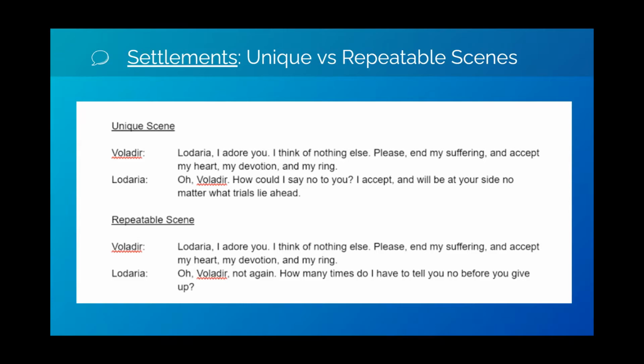But you can change that and make it a repeatable scene that the player can pass multiple times by just changing her response. So he says the same thing, I adore you, take my ring.